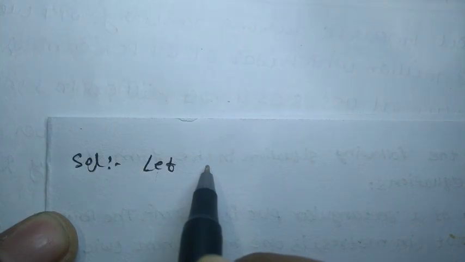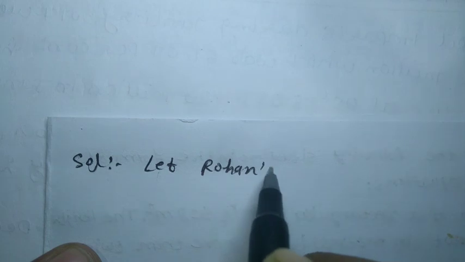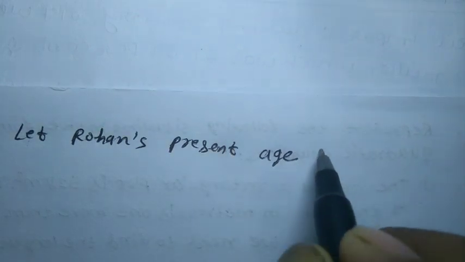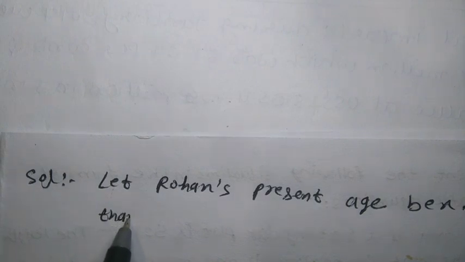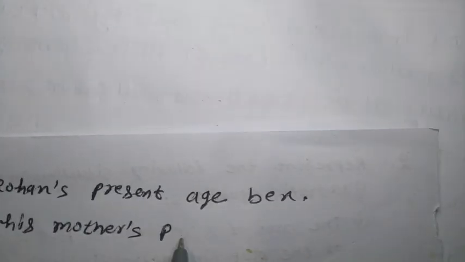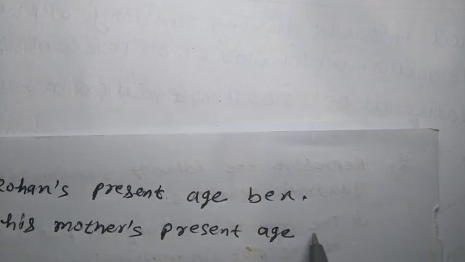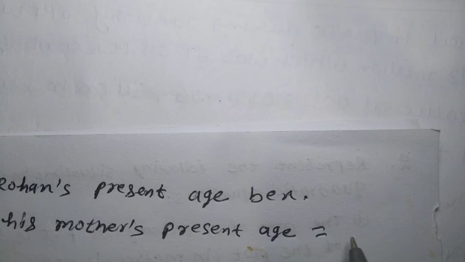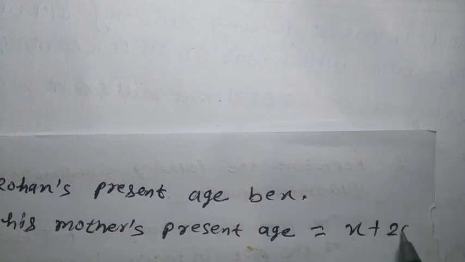Now solution. Let Rohan's present age be x, then his mother's present age is equal to, his mother is 26 years older than him, so x plus 26.